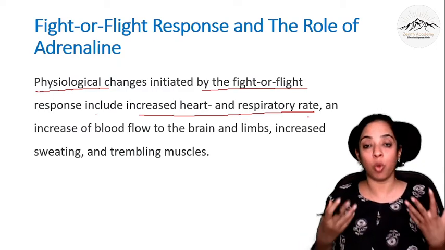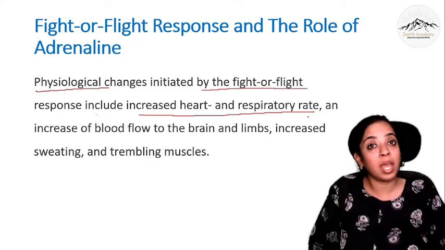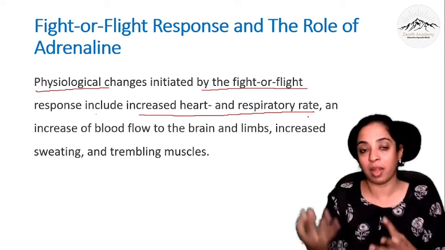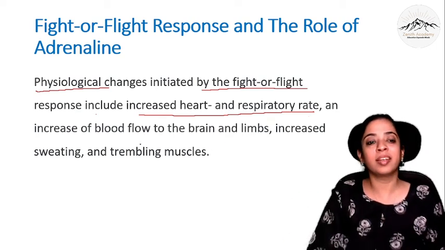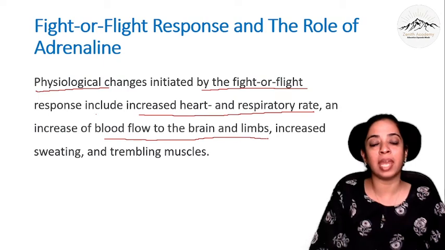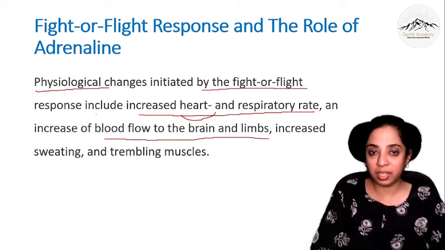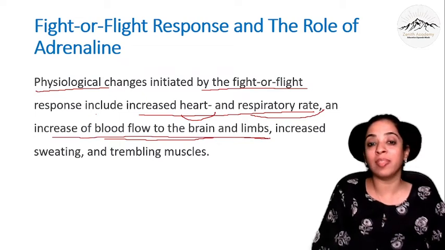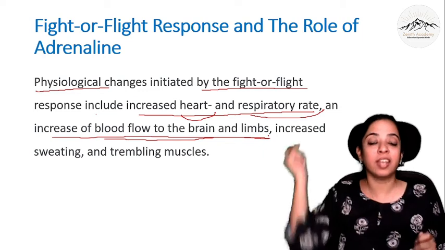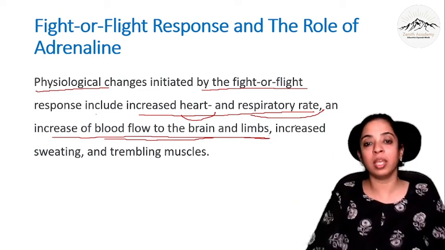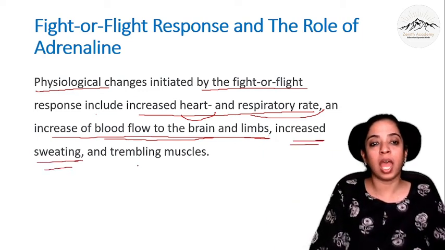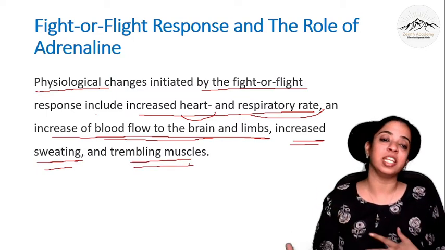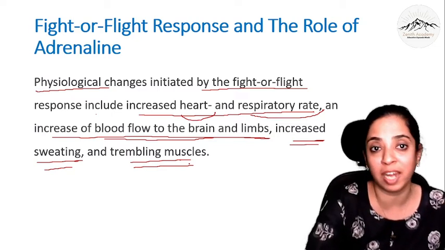So that we can take in more oxygen, which is required maybe by our muscles if we want to run, or maybe by our brain if we want to think something at that point. Okay, so an increase of blood flow to the brain and limbs. Okay, so heartbeat increases, respiratory rate increases, blood flow increases to the brain and the limbs, because limbs will be used to either hit him or to run. Okay, increased sweating and trembling muscles. All these are the physical changes that we see in our body during this fight or flight response.